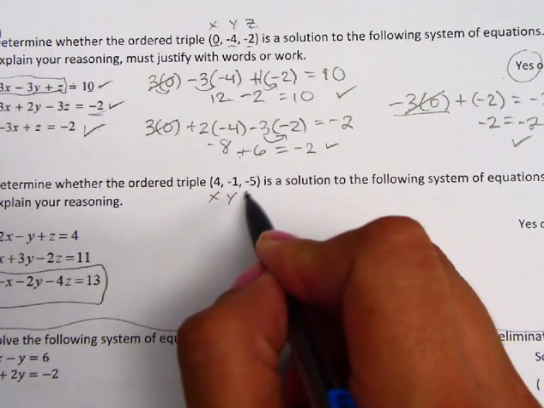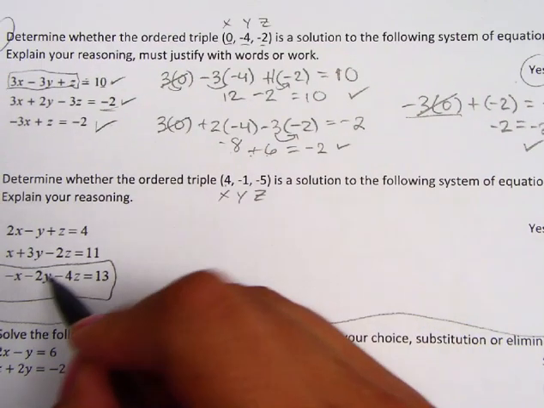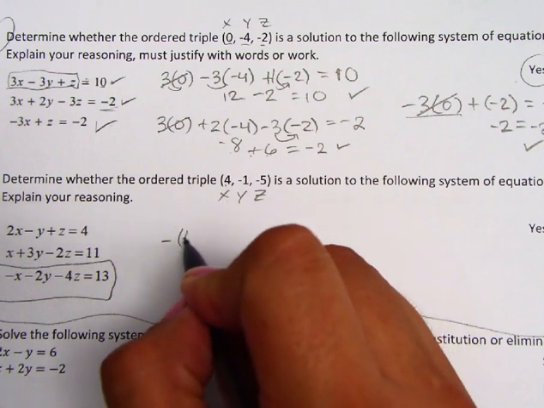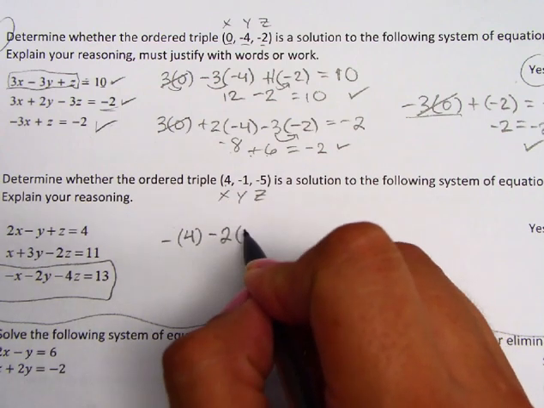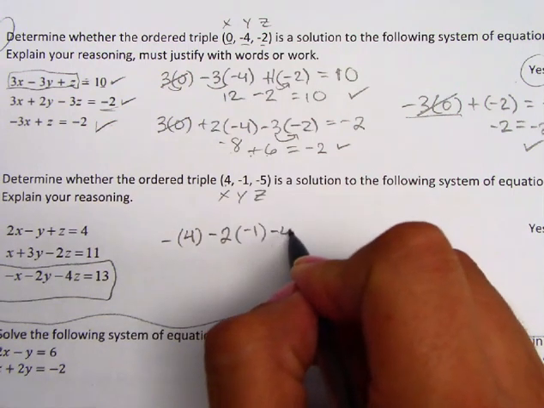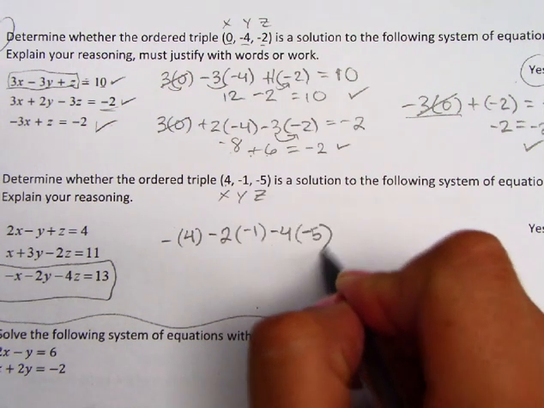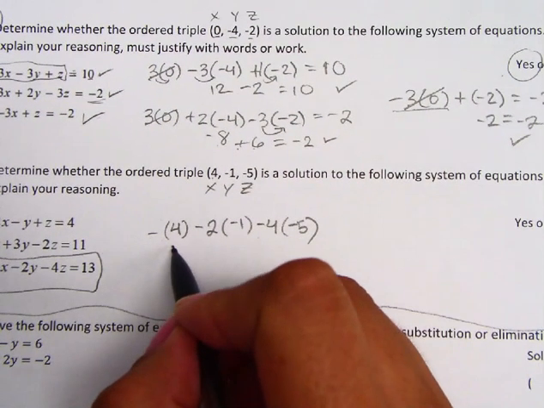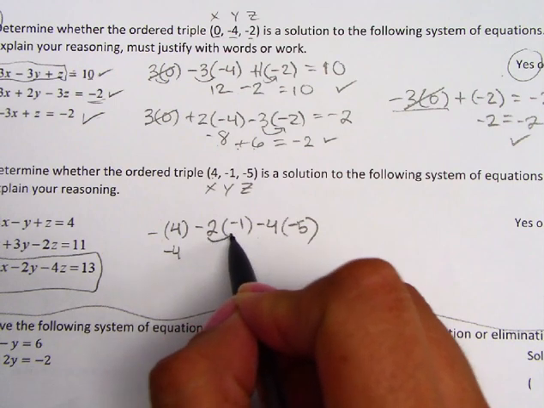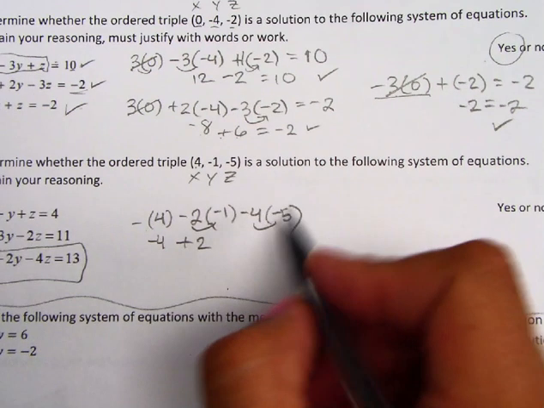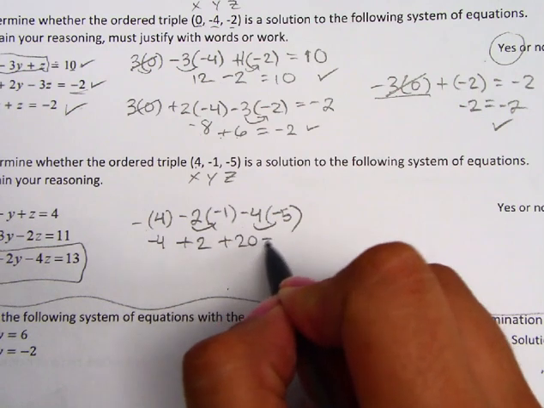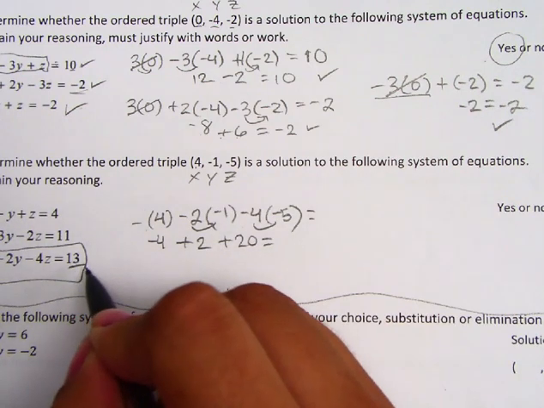So I'm just going to show you that. I'm going to plug in negative times 4 minus 2 times -1 minus 4 times -5. So negative times 4 is -4, negative 2 times -1 is positive 2, -4 times -5 is positive 20, and we're checking to see if it equals 13.